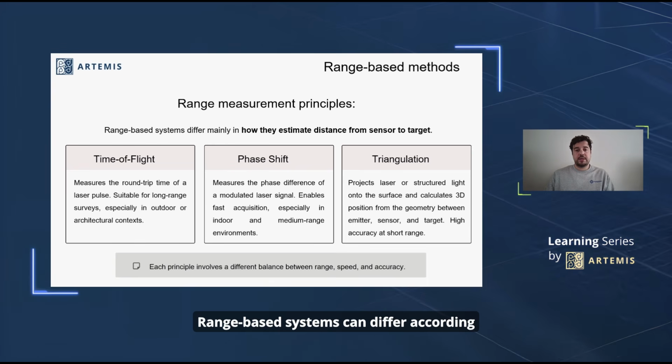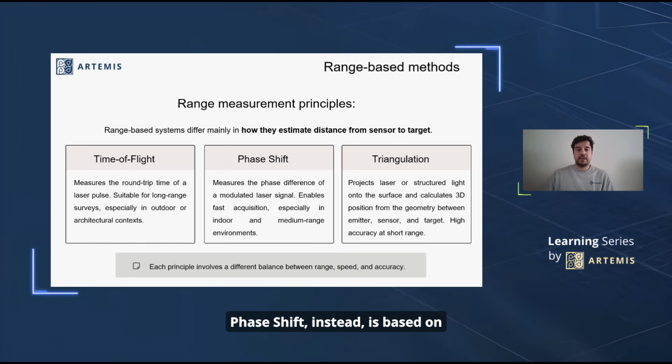Range-based systems can differ according to their measurement principle, such as time of flight, phase shift, and triangulation. Each principle involves a different balance between range, speed, and accuracy. Time of flight derives the coordinates of points in the scene by calculating the distance from the sensor based on the time it takes for a laser pulse to reach the surface and return to the sensor. It's suitable for long-range survey, especially in outdoor or architectural contexts.